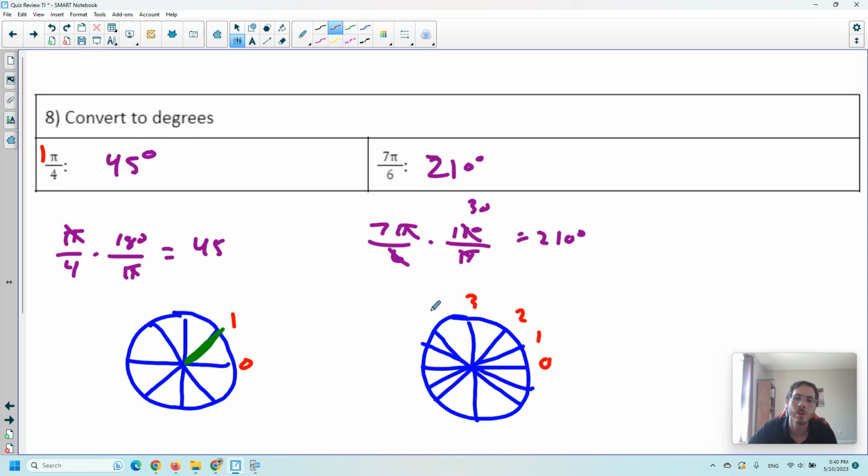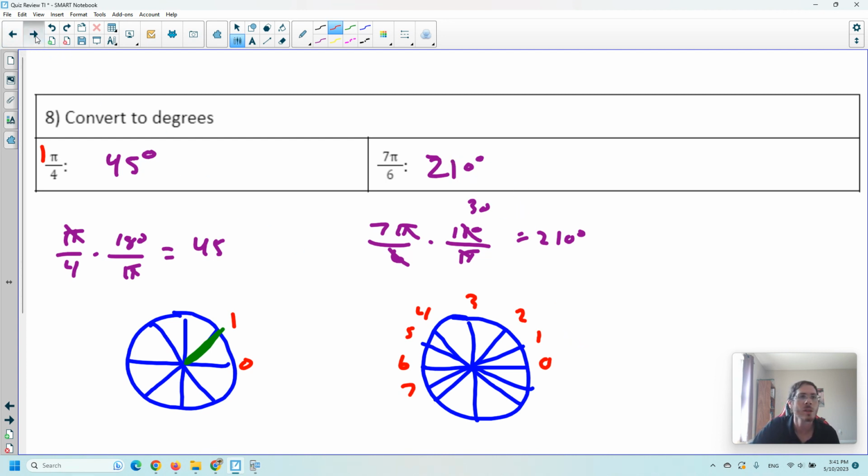0, 1, 2, 3, 4, 5, 6, 7. And yeah, it's the one that's a little bit past. We know since we're cutting it into 12 pieces, each piece should be 30 degrees. So we could even count if we wanted to. 30, 60, 90, 120, 150, 180, 210. So even with a picture that's not very good, we could still get to 210 degrees.